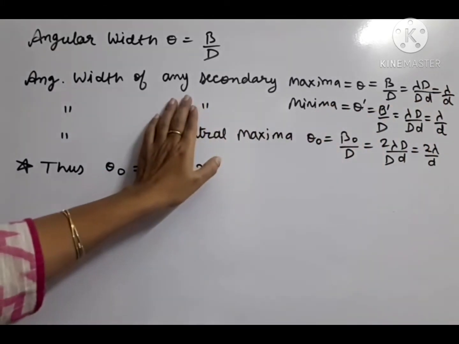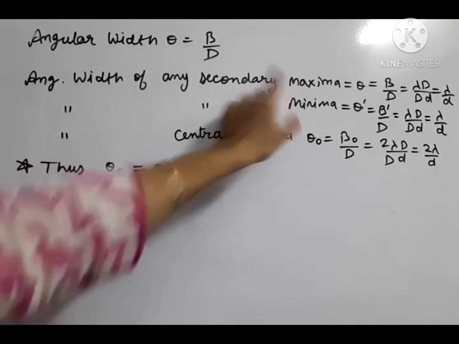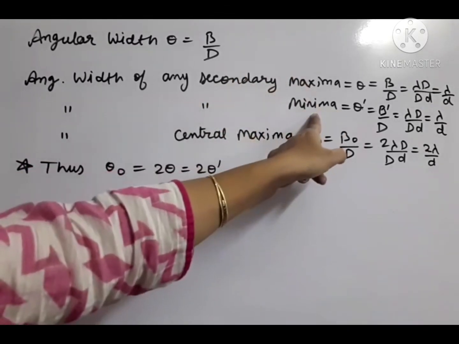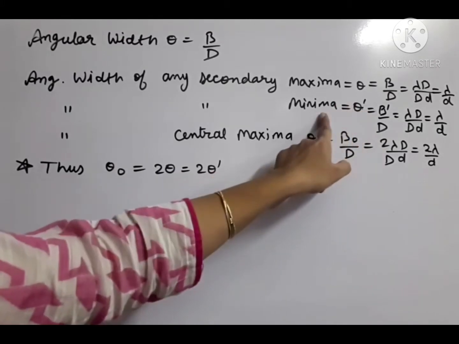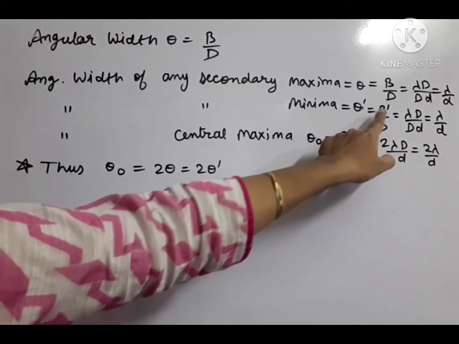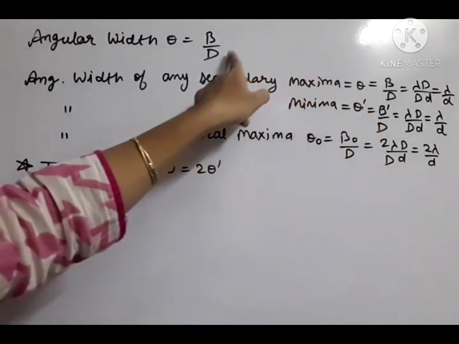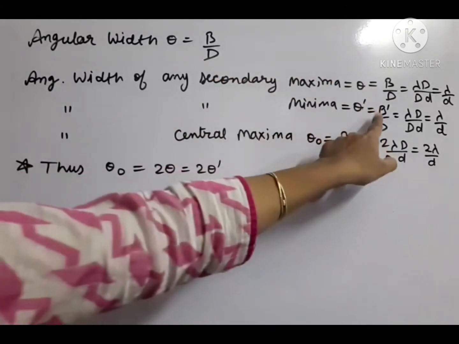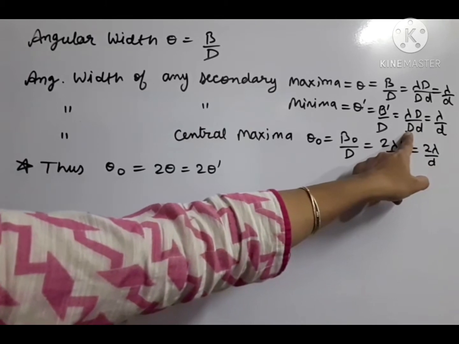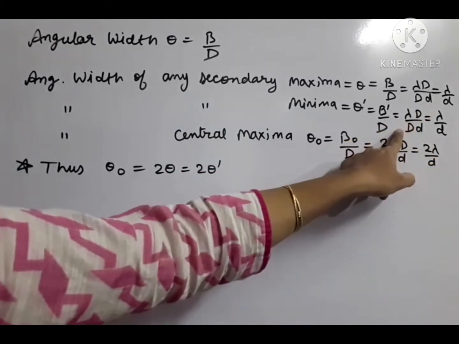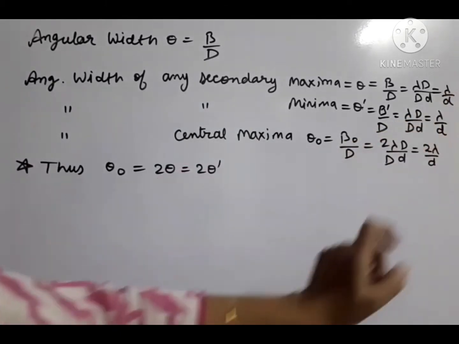Okay. In the same manner, if angular width of secondary minima, we will call it now theta dash because minima. So here also beta dash upon d we have to do according to this formula. Now beta dash is also lambda D by d and capital D is already there. So capital D will get cancelled. Again lambda by small d.